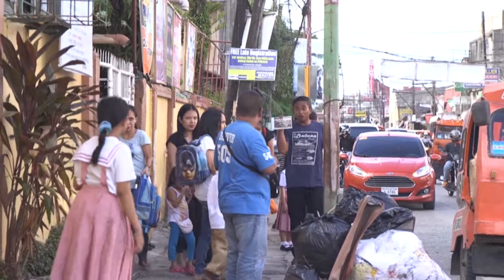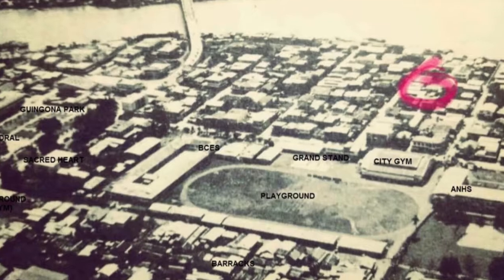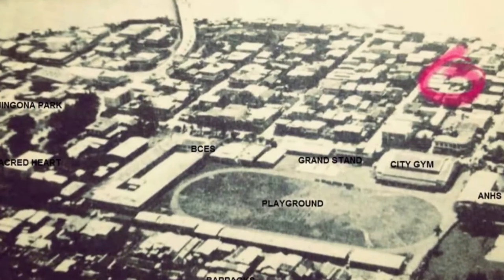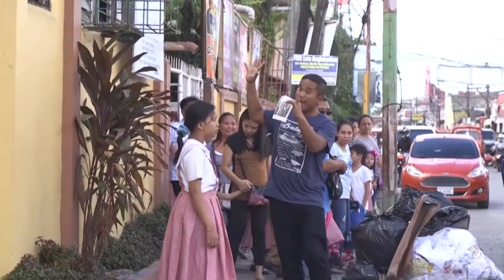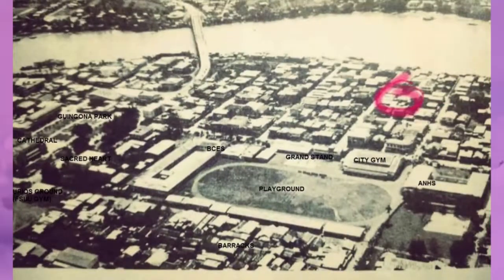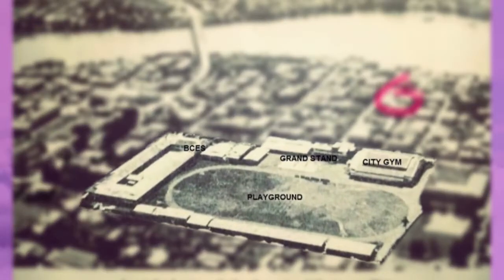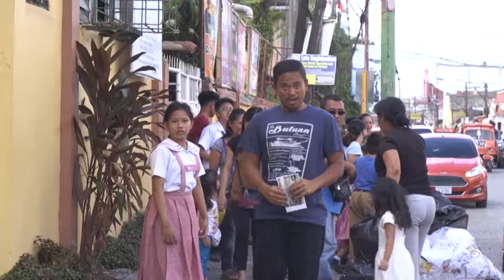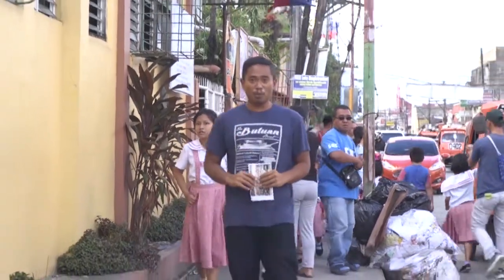According to this historic photo of an aerial view of Butuan City, there are 3 major landmarks that you can clearly see. The first one would be the grandstand, which would be around here. Between Agusan National High School and Butuan City Gymnasium was the city grandstand. Now, the grandstand was the venue for sporting events.